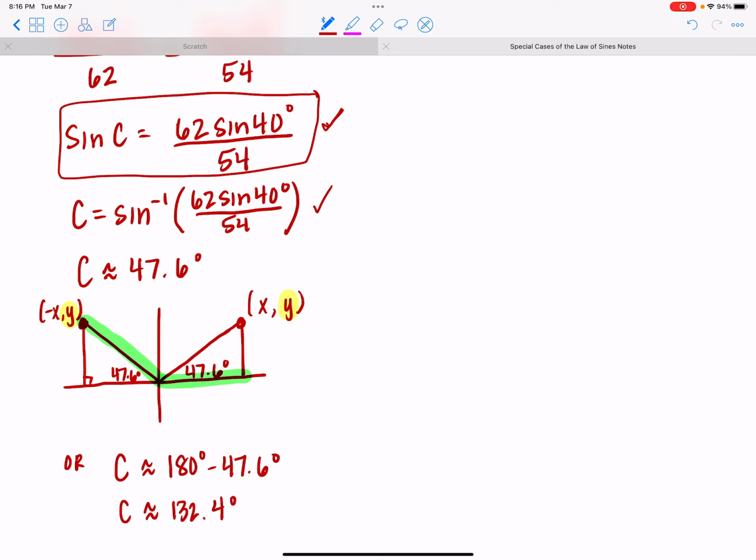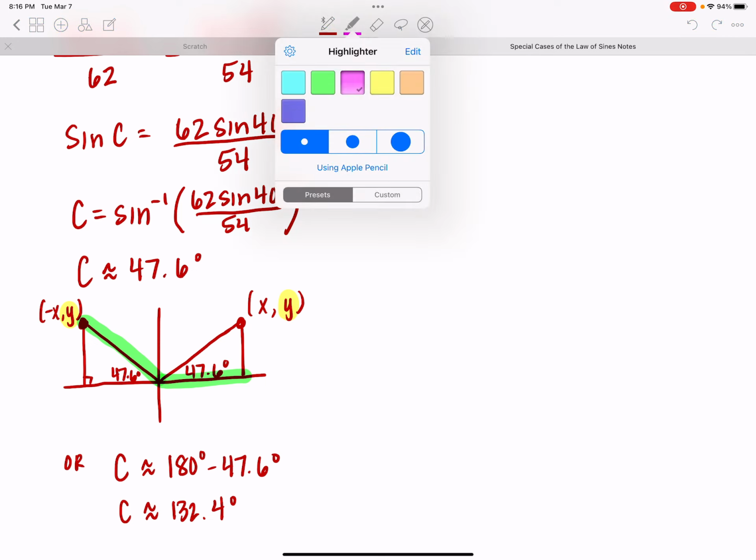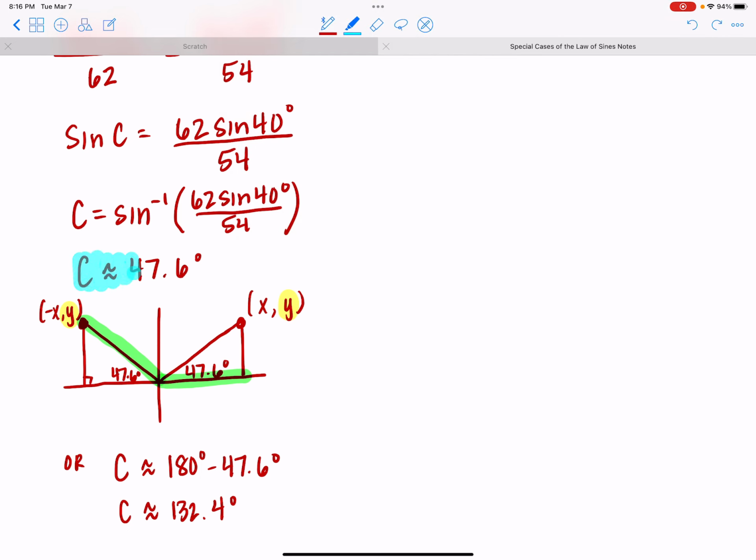Okay? So what this means, because we have two possibilities for angle C, it means we have two possible triangles that could have the measurements that were given. So in these ambiguous cases, we have to solve for both triangles. Okay? So we're going to call this one case 1. And let me get a highlighter color. Nope, I already used green. I'm going to call this case 1.